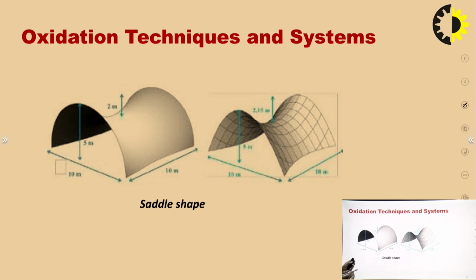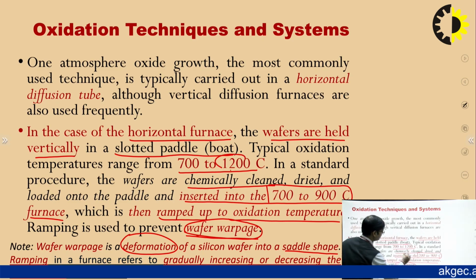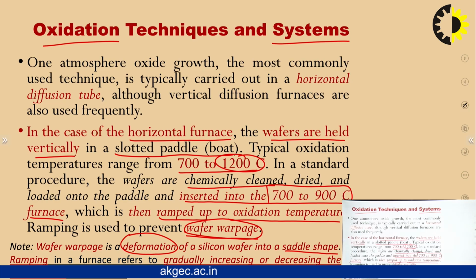The silicon wafer at a higher temperature, if the temperature is suddenly increased very high, then it gets bent, and it is known as saddle shape. So, to avoid this wafer warpage, initially the temperature of the furnace is kept at around 700 to 900 degrees centigrade, and then slowly it is ramped up to this value. This is the oxidation system, a typical system which consists of a horizontal furnace in which the wafers are vertically kept on a slotted paddle.